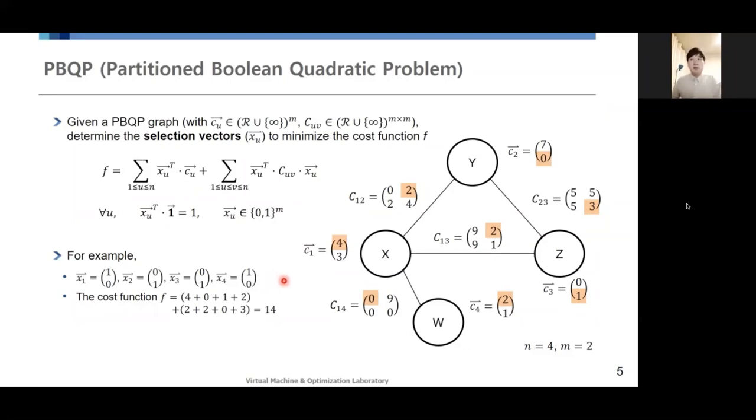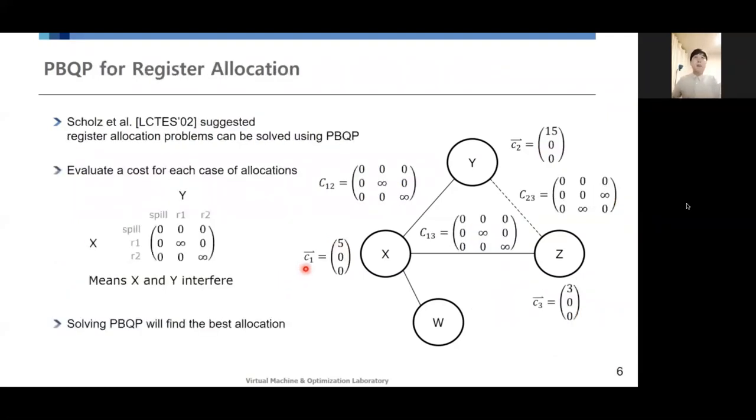As you may have noticed, finding an optimal solution is an NP-hard problem. Actually, there has been a study that suggested register allocation can be reduced to the PBQP problem. Here's the idea. We make a node for each variable and then evaluate a cost for each case of allocation. For example, let's say variables X and Y interfere in the program. Then allocating them to the same register is illegal, so we assign infinity to the diagonal of the cost matrix, where they are allocated to the same register.